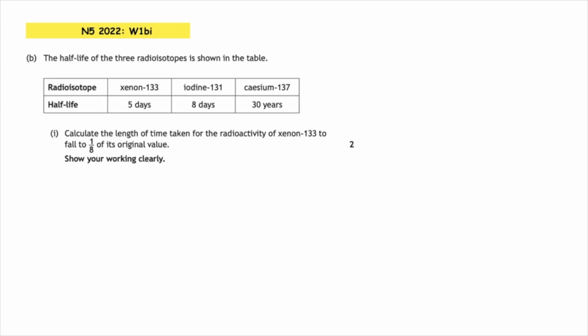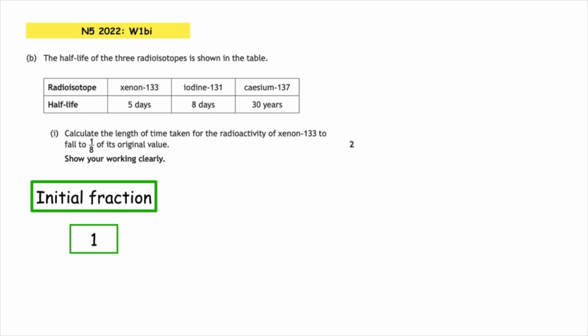Written 1B part 1 asks us to calculate the length of time taken for the radioactivity of xenon 133 to fall to an eighth of its original value. We're asked to show our working clearly. We're working in fractions, so the initial fraction that we always start with is one whole number, which is 1. We want to keep halving this until we get to the value given in the question, which is an eighth.